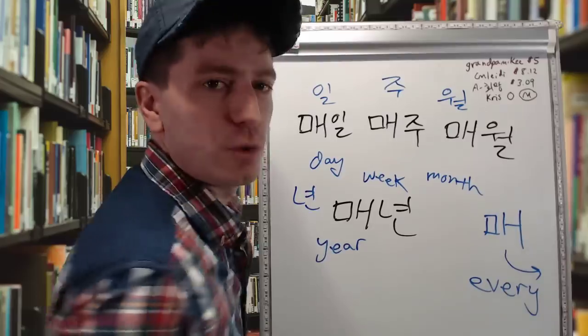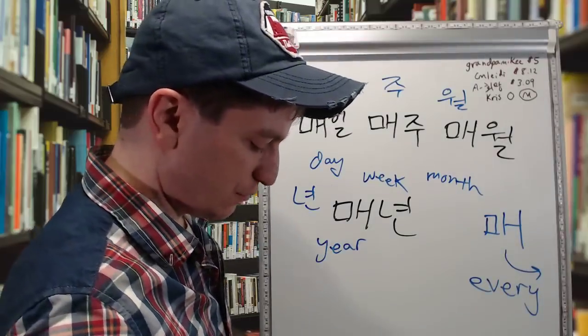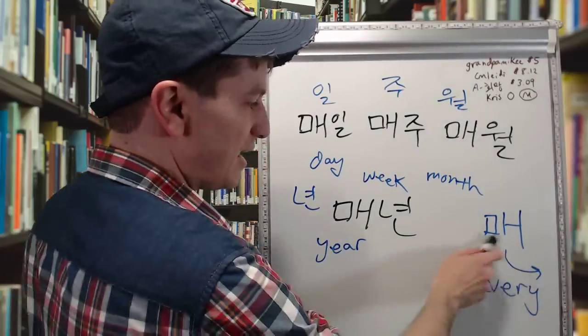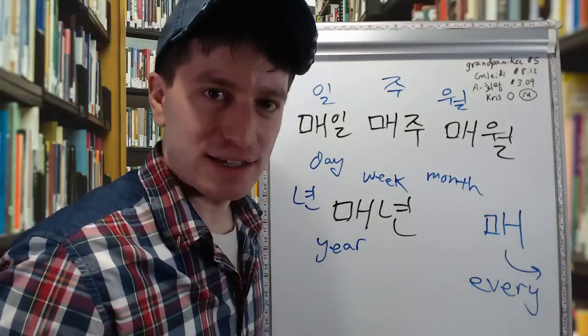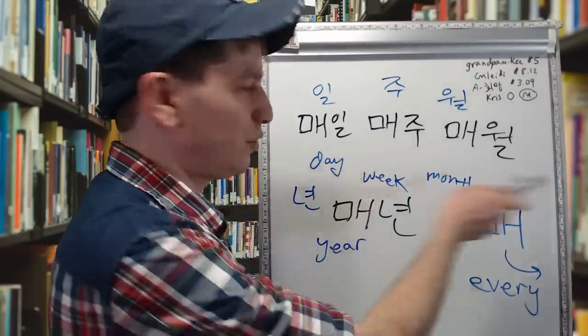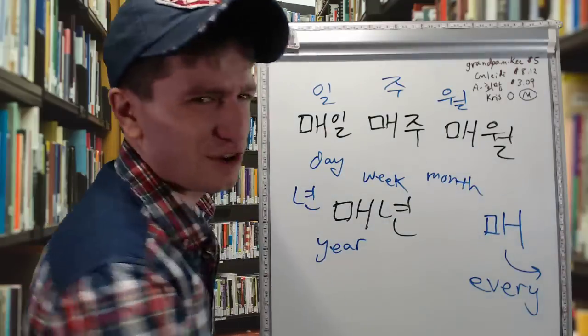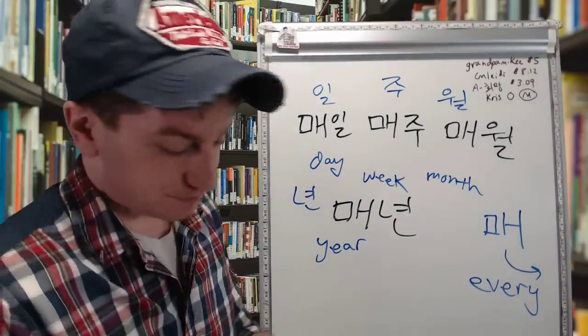There, now you know four new words by learning one word. You've only learned one character, mei, which means every. Now you can learn four new words that you're going to easily memorize. You don't have to stress about memorizing them now. Boom, you now know four new words, if you didn't already know them. So what do these words mean?